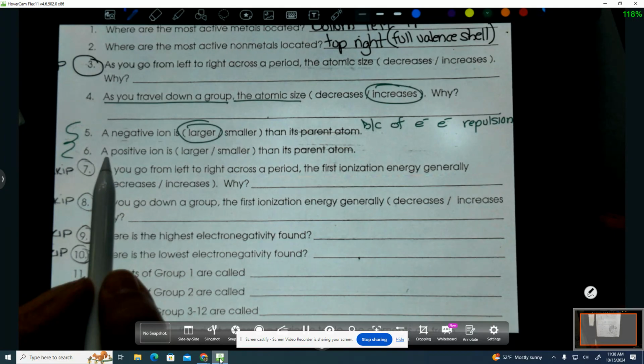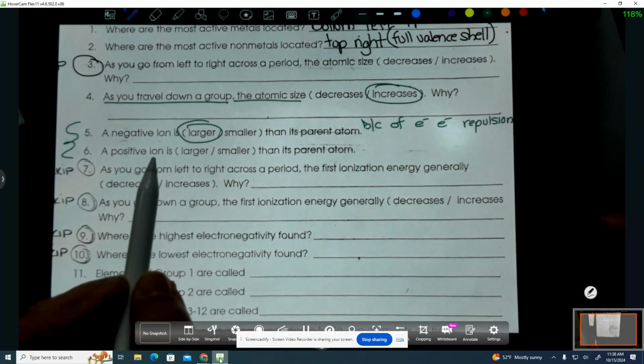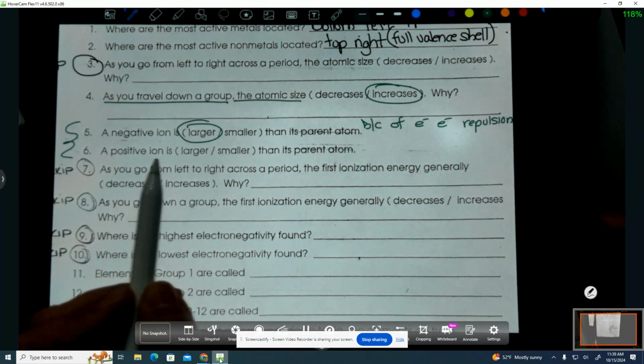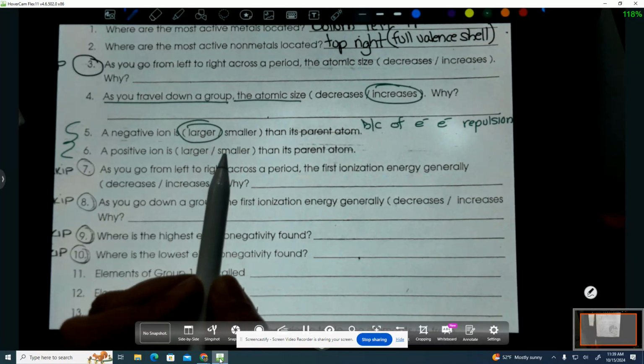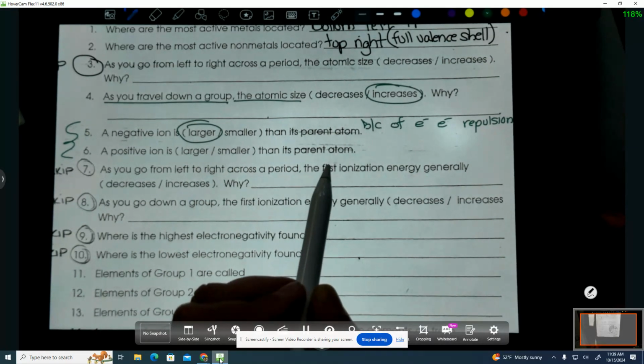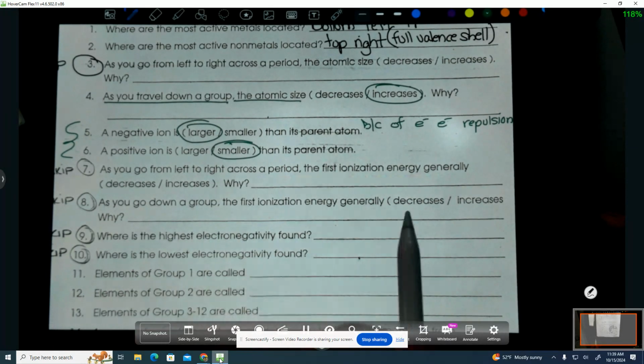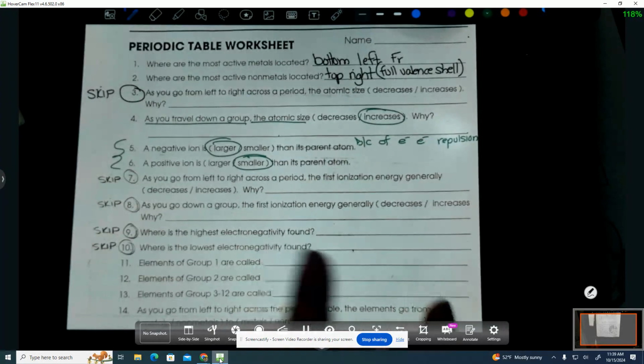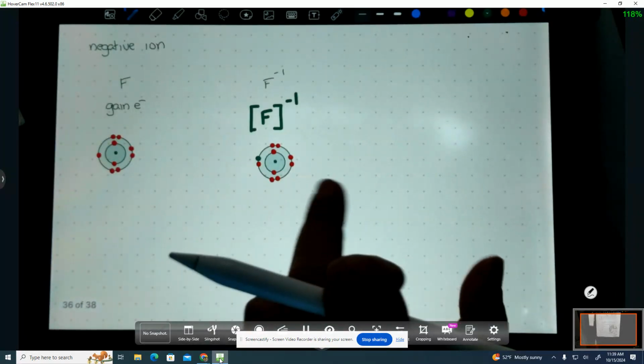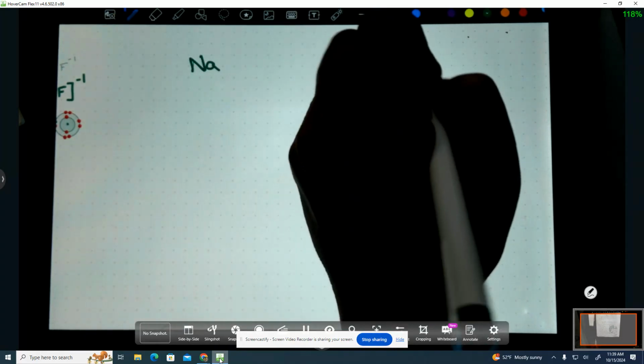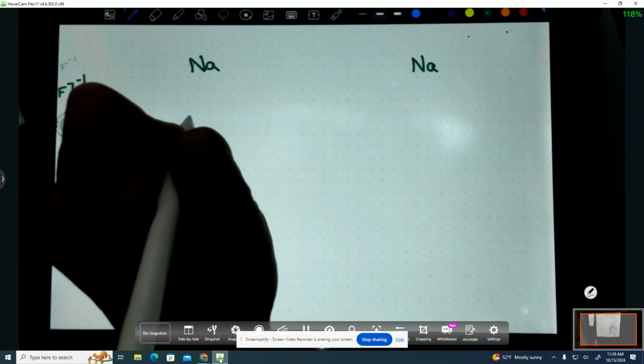Now, let's do the positive one. If you have a positive ion, is it going to be larger or smaller than its parent? It's going to be smaller. Makes sense because we just said larger for the other one. Now let's think about why it's going to be smaller. Okay, so let's get an element that becomes a positive ion. I'll take sodium because it's easy to draw. So here's sodium atom. Here's sodium ion. The atom looks like this.